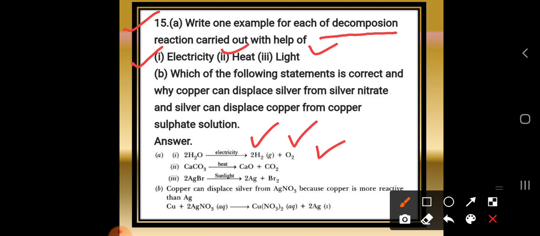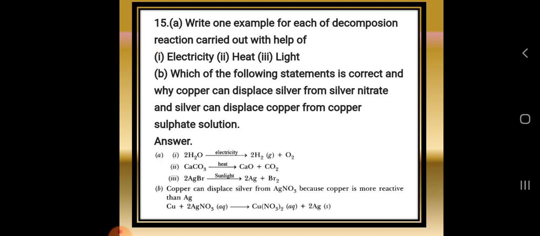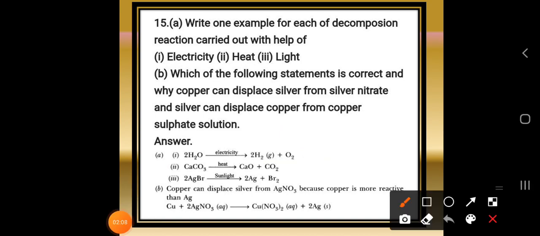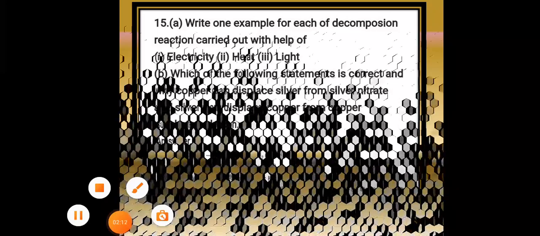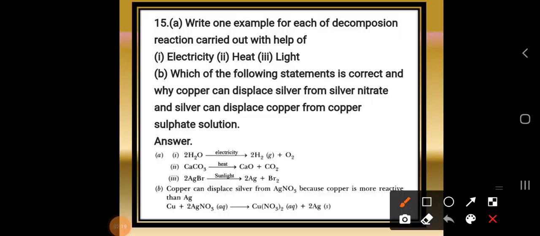Okay, and the next example is calcium carbonate. As we have discussed in decomposition reactions, the example of CaCO3. In the presence of heat, by applying heat, what happens? It is converted into calcium oxide and carbon dioxide. So this is the second example of a decomposition reaction.